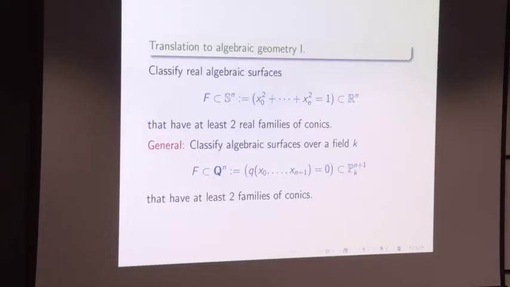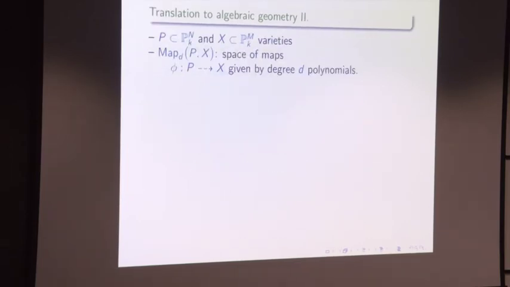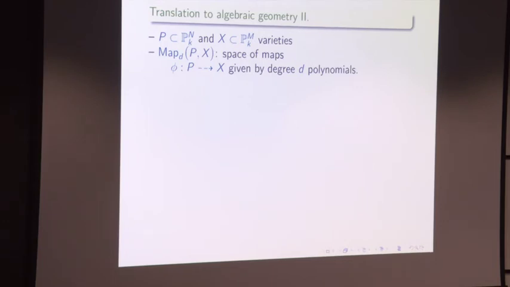And then I would like to understand the surfaces in it that contain at least two families of conics. Well, let's go on translating the algebraic geometry, because I told you that the most interesting cases are when P2 is just mapped by degree 2 polynomials somewhere. And so in general, if I have two algebraic varieties, P and X, then I can look at the space of maps from P to X, and since I want to fix the degree, it's a nice invariant.